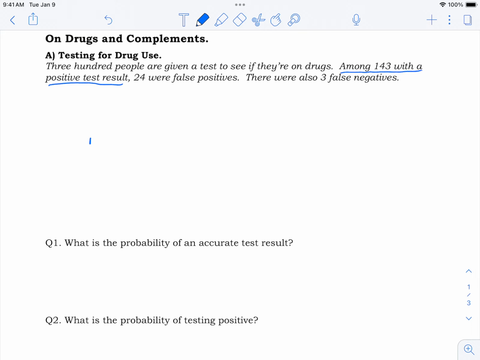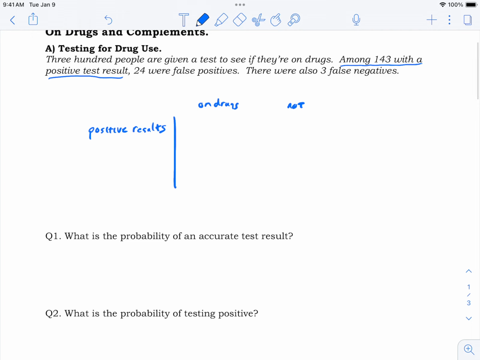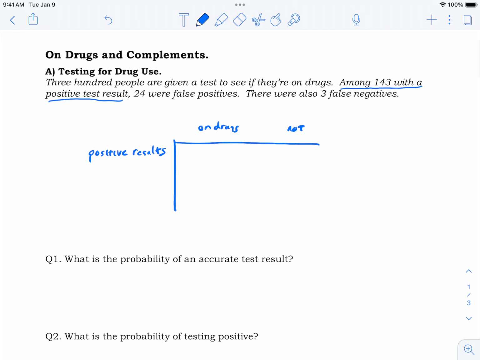Okay, let's talk about people with positive results. Now, some of those people are on drugs, and some of those people are not. So this is how we'll organize our table. We'll have 2 rows and 2 columns. So positive results: 143 were positive results. Now it doesn't say there's 143 here, and it doesn't say there's 143 here. It says there's 143 total. So those 2 numbers will add up to 143.